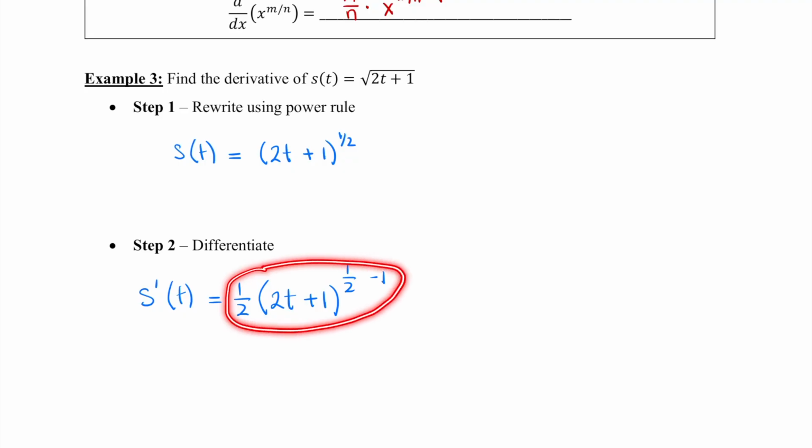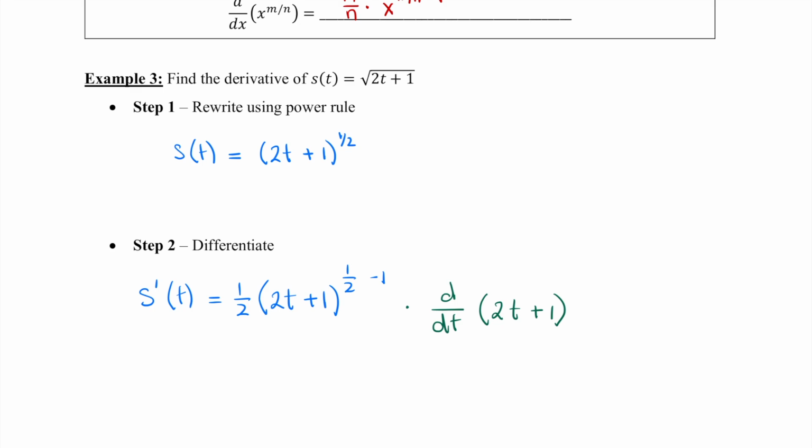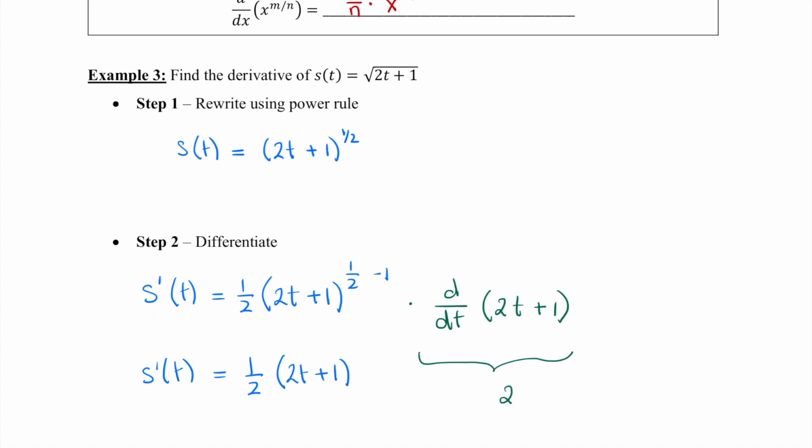Now, we need to multiply this by the derivative of the inner function, which is the derivative of 2t plus 1. The derivative of 2t plus 1 is 2. One half minus 1 is negative 1 half. So s prime of t is 1 half times 2t plus 1 raised to negative 1 half multiplied by 2.